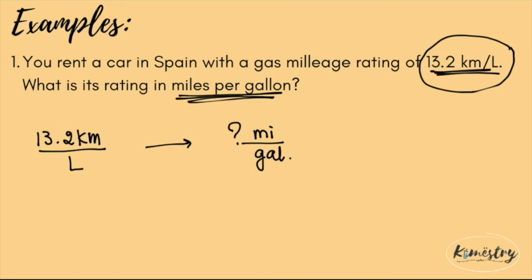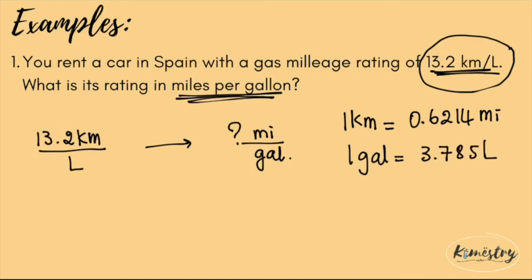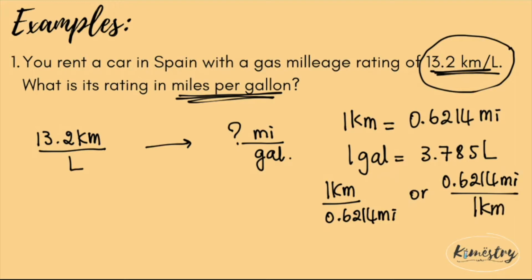In order to do this question, we can refer back to our common conversion factor tables, and if you look back, you can see that 1 kilometer is equal to 0.6214 miles and 1 gallon equal to 3.785 liter. So, like I mentioned in the last video, we can write down as 1 kilometer per 0.6214 mile or 0.6214 mile per 1 kilometer. We can also do 1 gallon per 3.785 liter or 3.785 liter per 1 gallon.